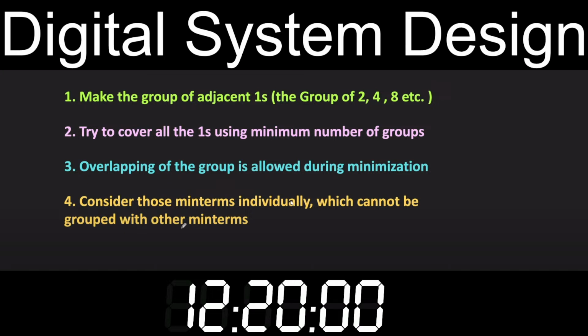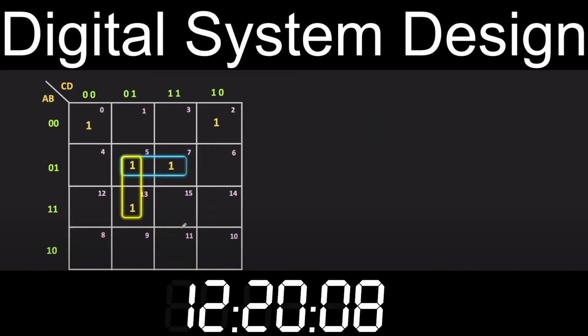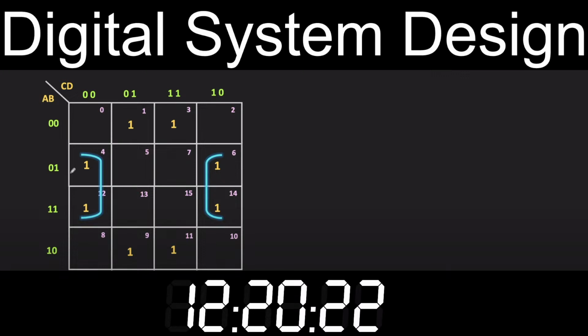Similarly, in this case, we can also make the group of mean term 5 and 7. Now we have seen that the two cells at the edges are also adjacent to each other. So here we can also combine these two ones. Similarly, let us see likewise the two ones. Similarly, let us see columns are also adjacent to each other. So we can combine these ones.